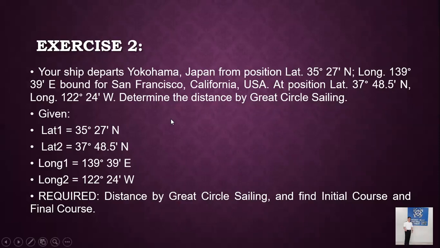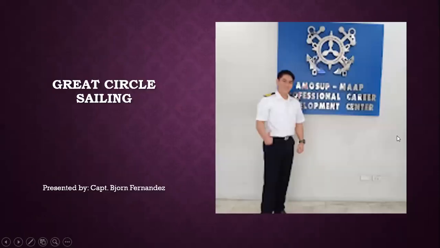Okay, always understand the problem first. It is just asking for the distance or the GC distance, and these are the given latitude of point A and then point B. Also, you may find the initial course and then the final course. That is all for today about great circle sailing.